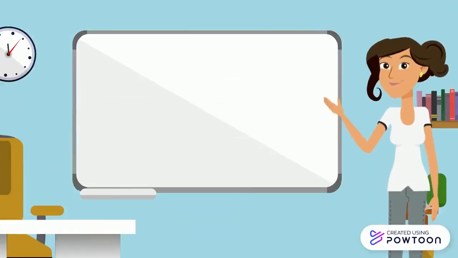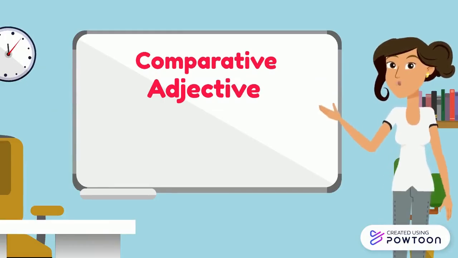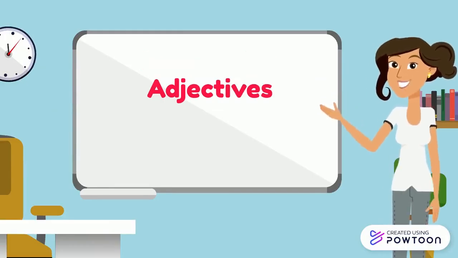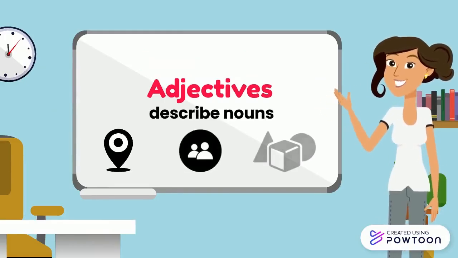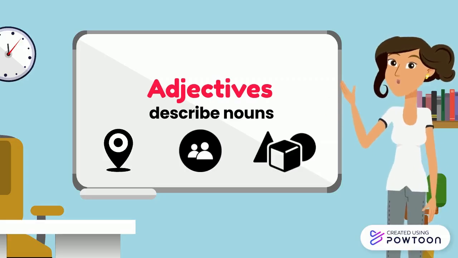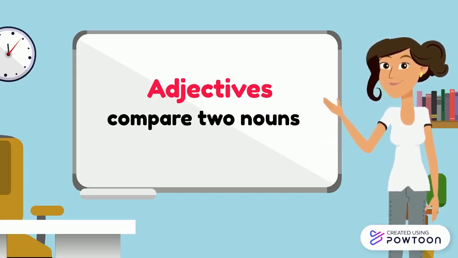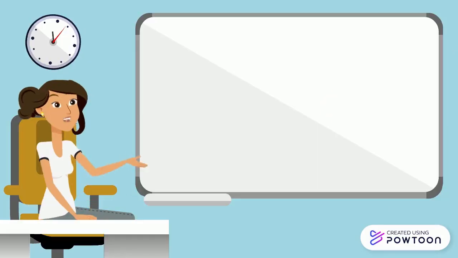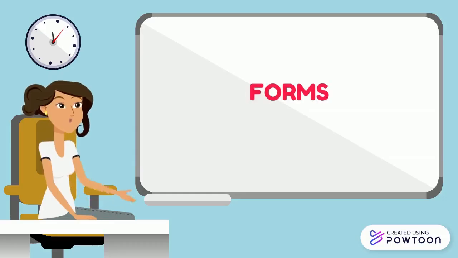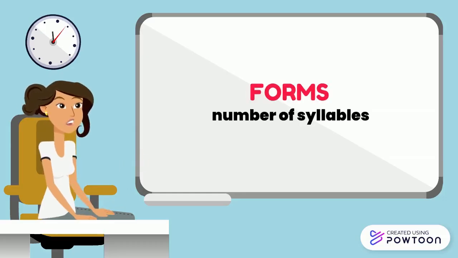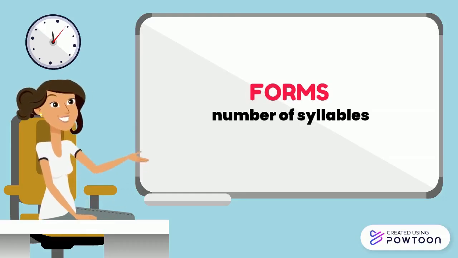We'll start with comparative adjectives first. Adjectives are used for describing nouns such as people, places, or things. When comparing two nouns, we use adjectives. How are comparative adjectives formed? It depends on the number of syllables an adjective has.